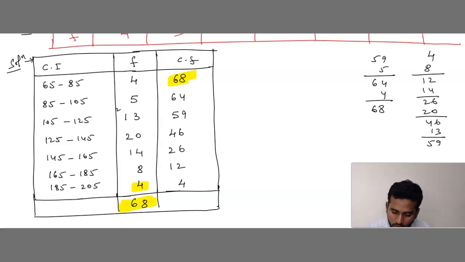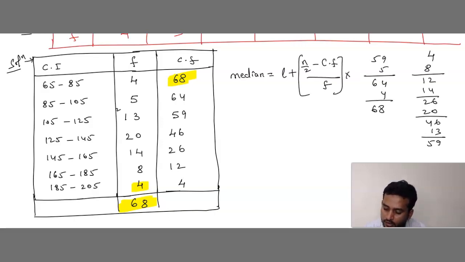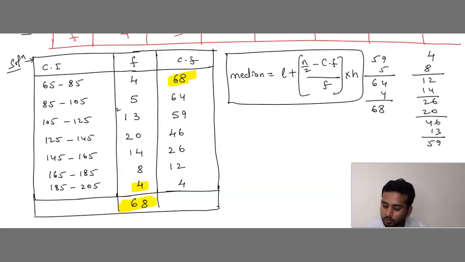Now, let me write the formula. So what is the formula, children, to find median? Median is equal to L plus (n by 2 minus cumulative frequency) by frequency into H. So this is the formula, correct? Now I want to find L, n by 2, CF, F, H. For all these, what do we have to find first? We want to find the value of n. So n is sigma f, that's nothing but 68.